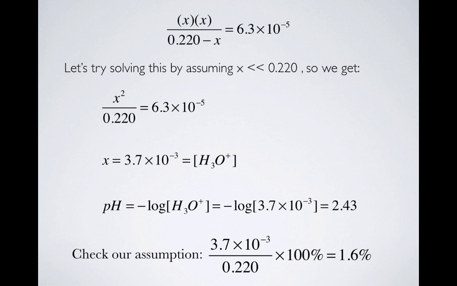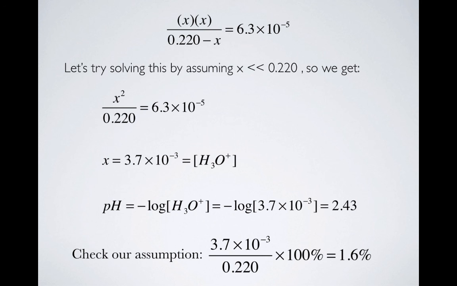If we look at our ICE box, we see that X happens to be equal to the concentration of our hydronium ion, H3O+. I'm looking for the pH according to the problem, so I take the negative log of my hydronium ion that I just found, and I get a pH of 2.43.